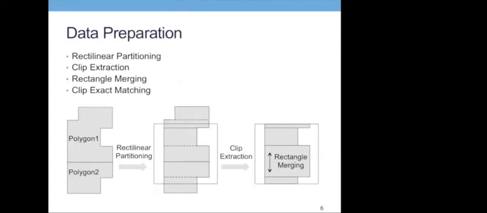Here, we briefly introduce the data preparation process. The rectilinear polygons in the layout are firstly partitioned into rectangles. Then the rectangles overlapping with clip regions are extracted. Additional rectangle merging is performed for each clip. After obtaining all clips, we merge the identical clips to reduce the problem size.